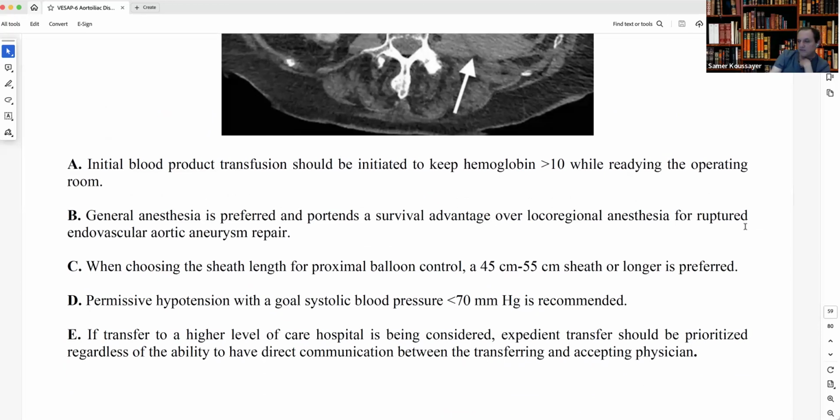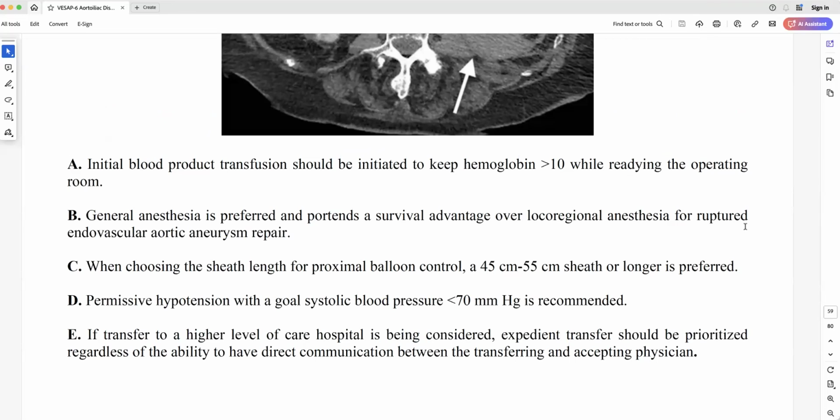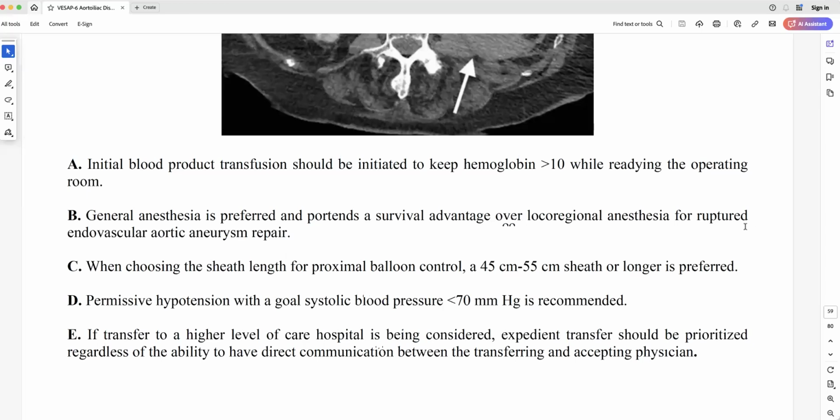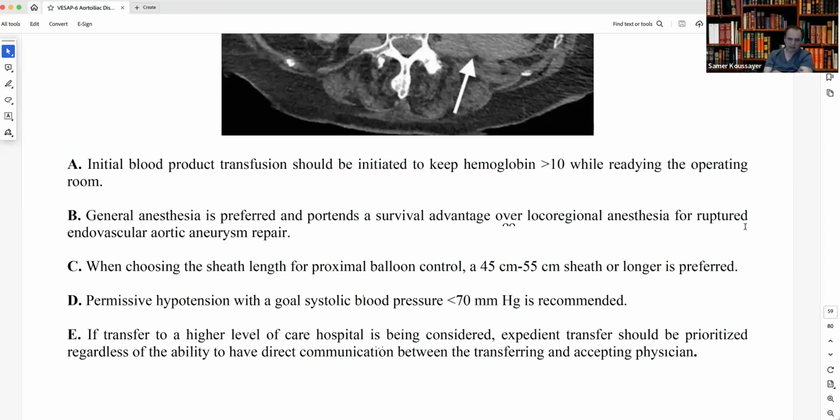All right, go ahead. Initial blood product transfusion should be initiated to keep hemoglobin more than 10 while reading the operating room. No, this is too much. We said permissive hypotension, right? So hemoglobin, I think 8 or 9 is acceptable. You don't have to go really very aggressive with blood transfusion. So you have to keep it down.